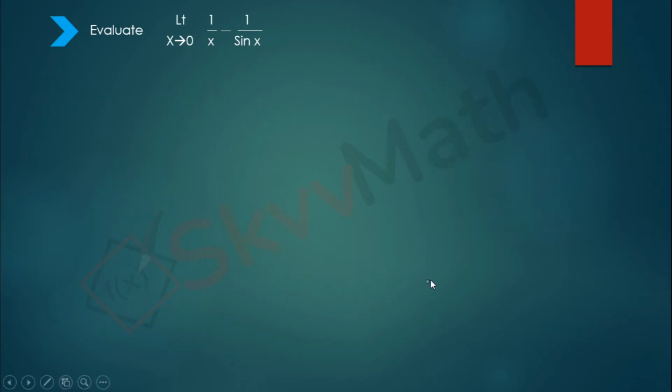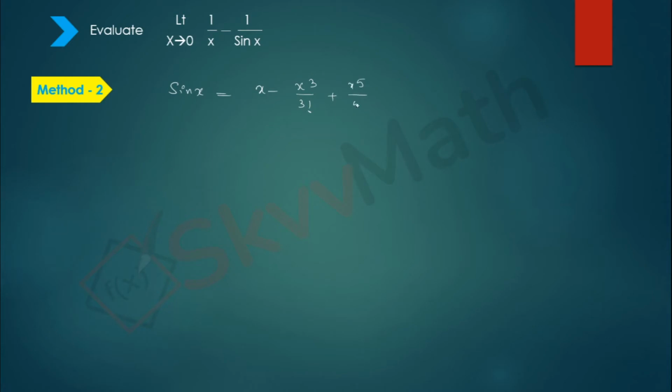Now let us see the second method. In the second method, I am going to apply the series expansion method. What is the series expansion of sin x? The series expansion of sin x is x minus x cube by 3 factorial plus x power 5 by 5 factorial. So this is the series expansion of sin x. Now I am going to use this.